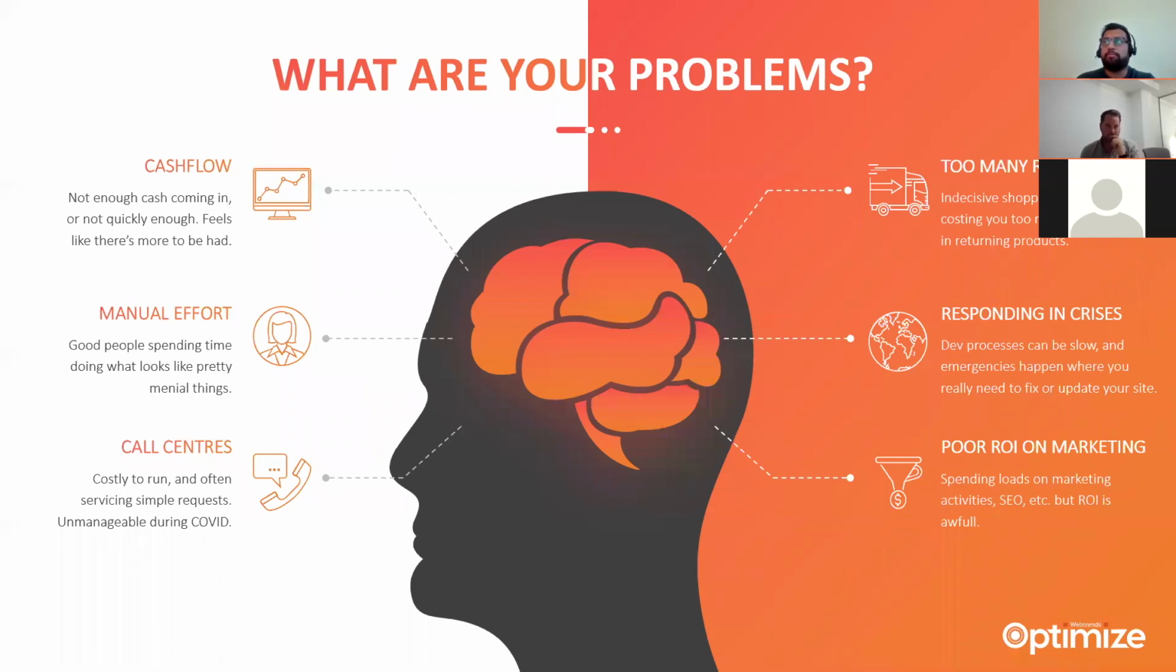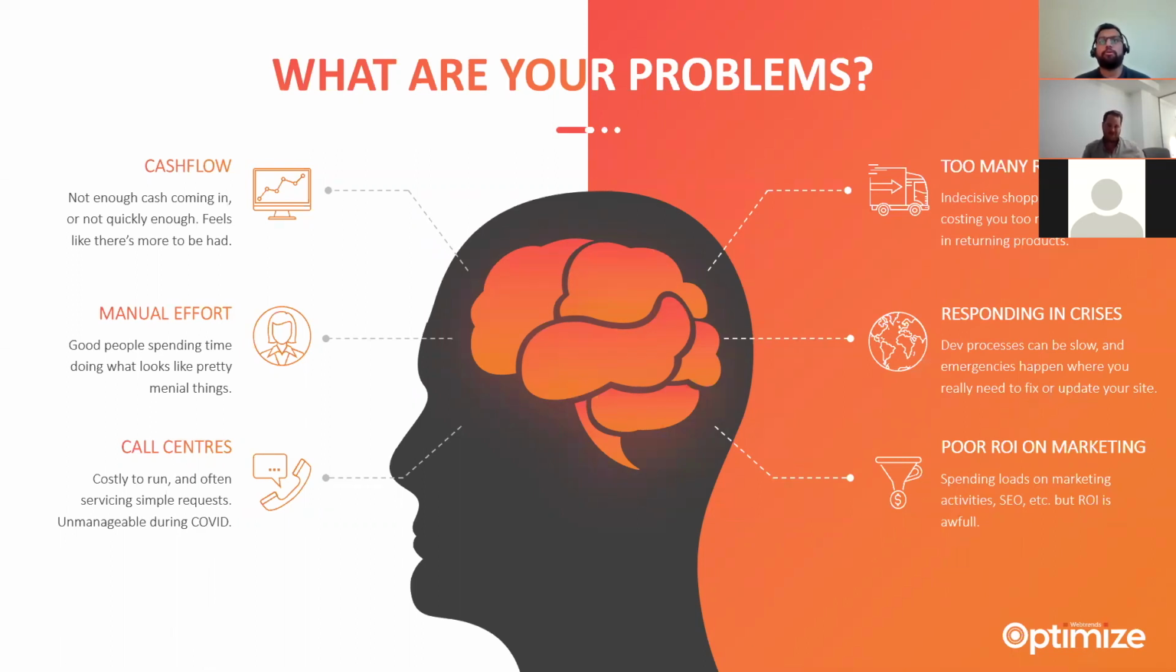So, what are your problems? Let's look inside your head for a minute. If we think about things that are actual business problems, these are things which we might not encounter in our day to day, but it's all stuff we can help with. Cash flow feels like the most obvious one, right? If you don't have enough cash coming in, or it's not quick enough, or maybe it feels like there's more cash to be had.